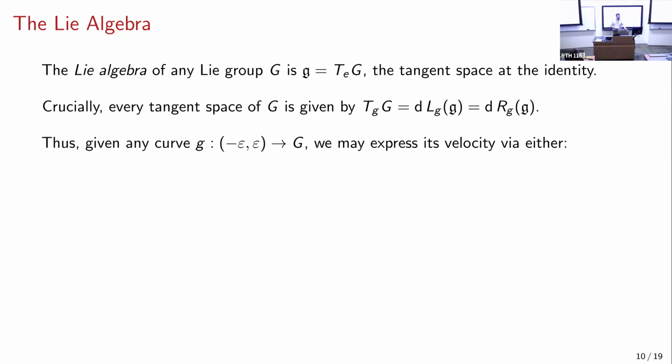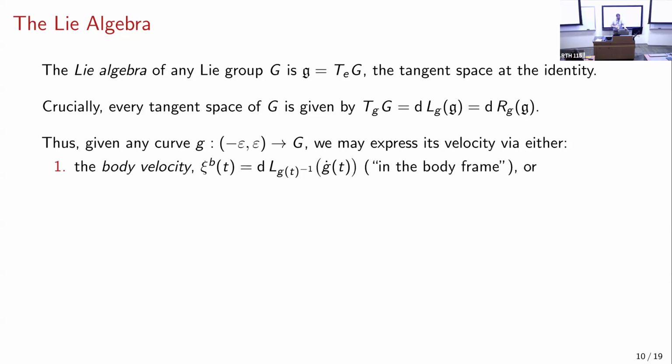So if we have some curve, we can express the velocity of this curve using these ideas. The first way to do that is to define the body velocity, which we do by taking this curve G and using DL inverse of this tangent vector at G. So this G dot in here lives at T sub G G, right? And we're going to take the inverse of this. So we're going to bring this DLG over to the left side of this equation and bring this back into mathfrak G, the Lie algebra.